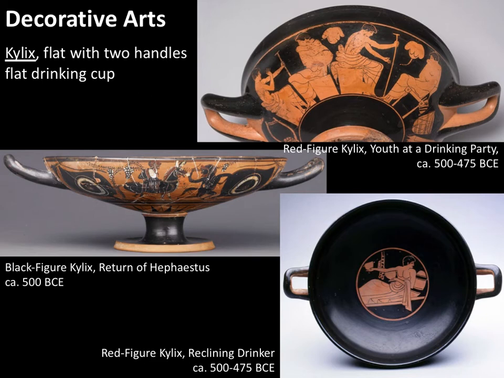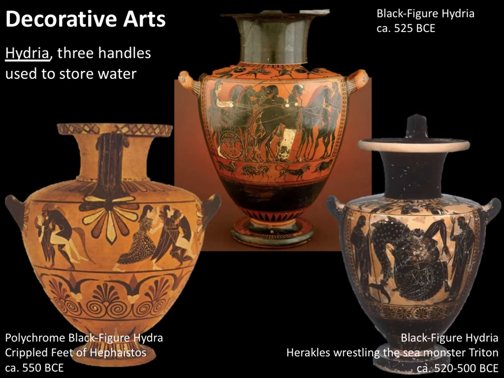I particularly like the one on the lower right because down in the bottom of the kylix, what do we have? A man reclining and drinking wine. So it's probably a bit of a joke. A hydria was used to store water, but look, it has three handles, so you've got two that you can carry it with, but then there's one more handle that you can use to pour it with. And again, we've got several of different periods.